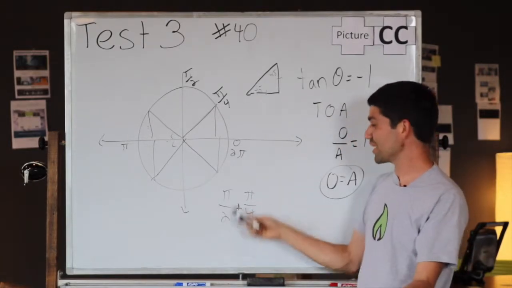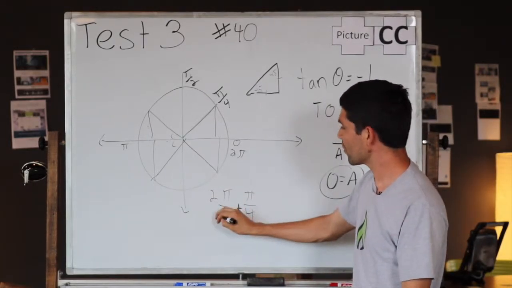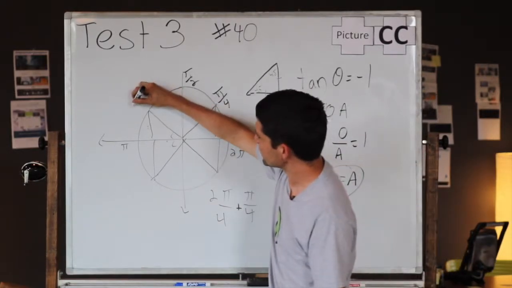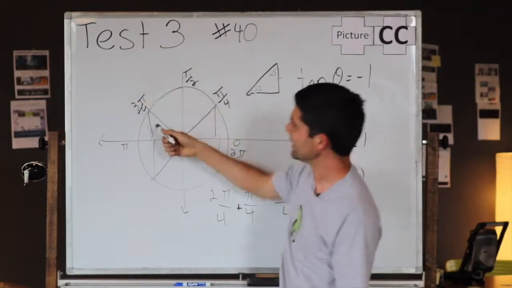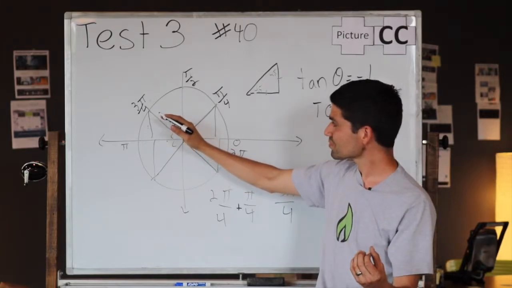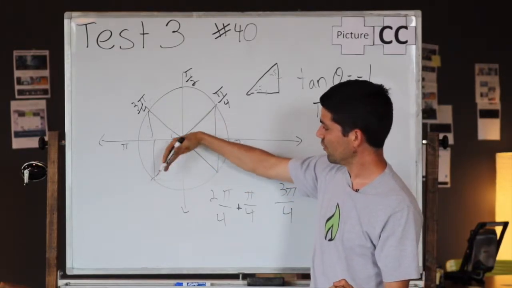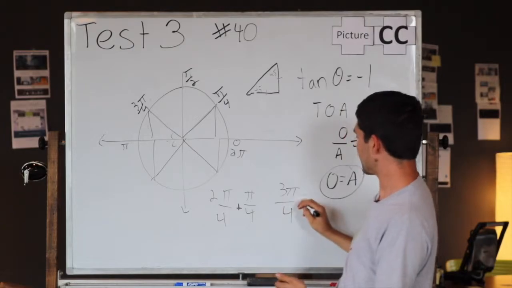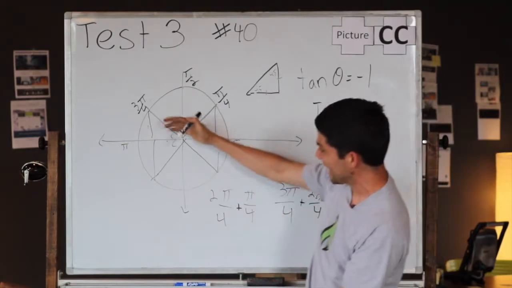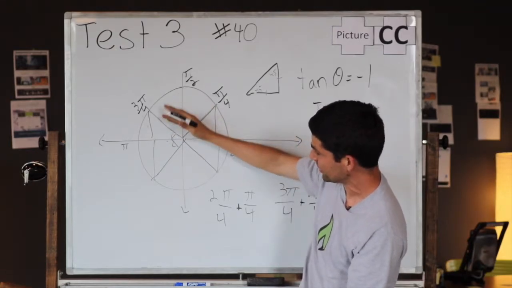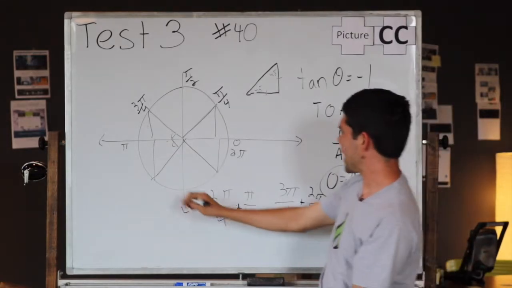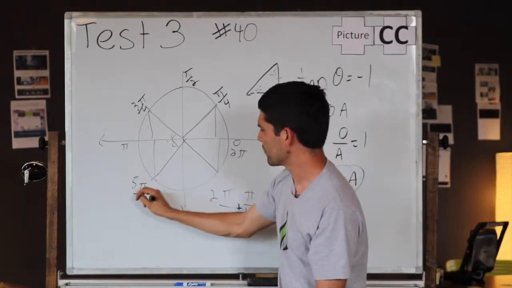And now we have to add like terms: 2 over 4 plus 1 over 4. So now we have 3 pi over 4. So 3 pi over 4 is another 45-degree angle on the unit circle. All right, and so we can do that again over here. So we can label this 3 pi over 4 plus another 90 degrees here. You see we're adding a 90 degrees to get to this rotation, okay? And so now we're at 5 pi over 4.